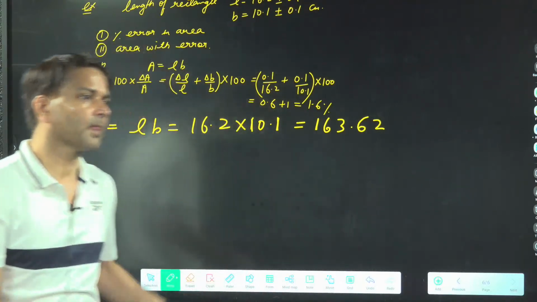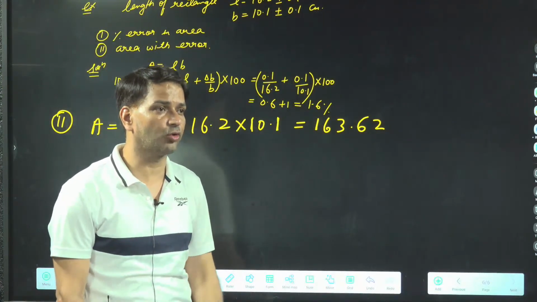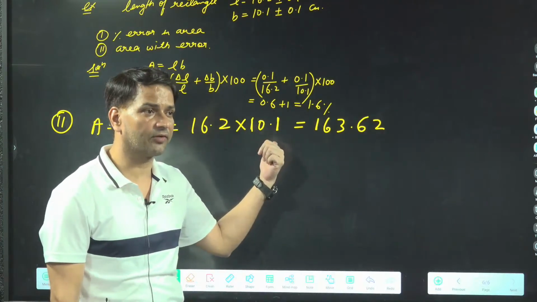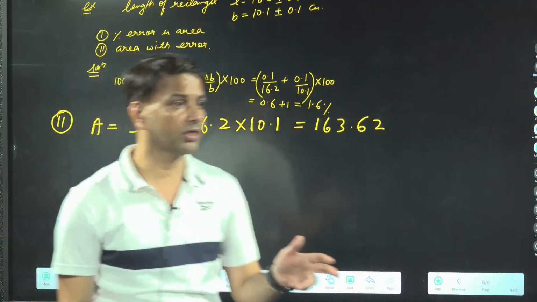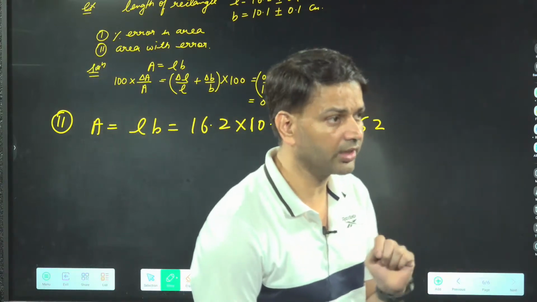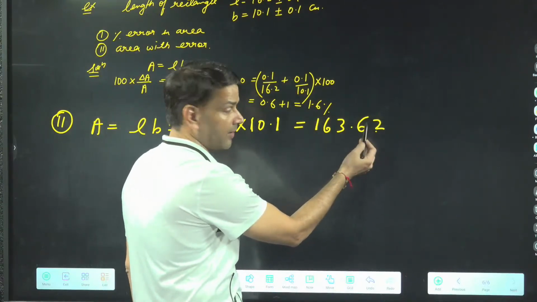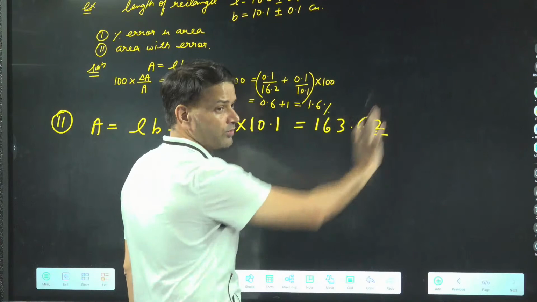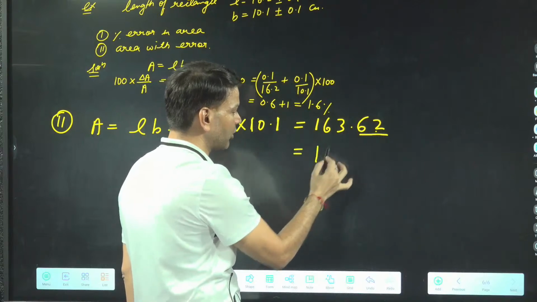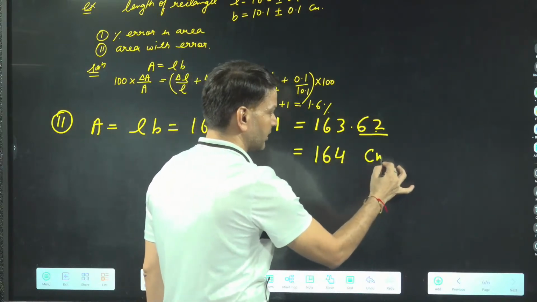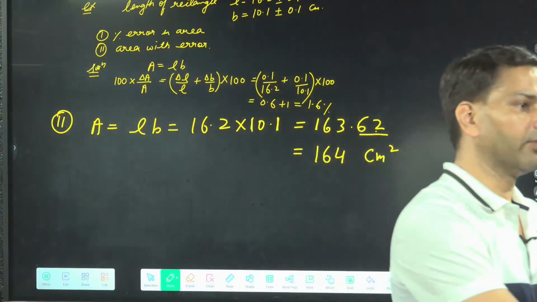You will do the calculation. In the length 16.2, how many significant figures do you have? 3. 10.1, how many significant figures? 3. So this has 3 significant figures and this has 3 significant figures, so in the product we will also have 3 significant figures. I have to round off this up to 3 significant figures. So I have to remove this last digit. Since it is more than 5, I have to round off the preceding one. After round off, you will say 164 centimeter square. This is the area up to 3 significant figures. Everybody understood or not?